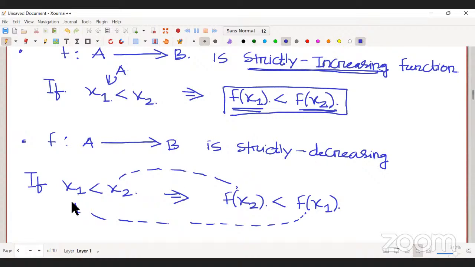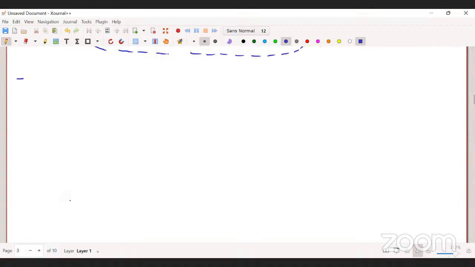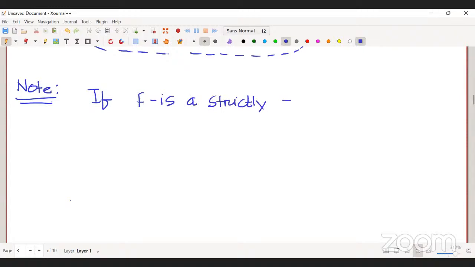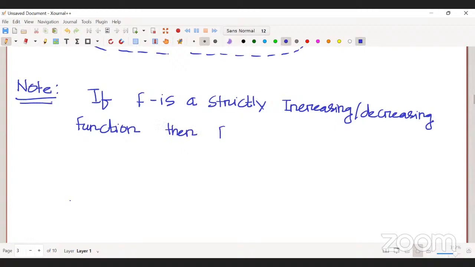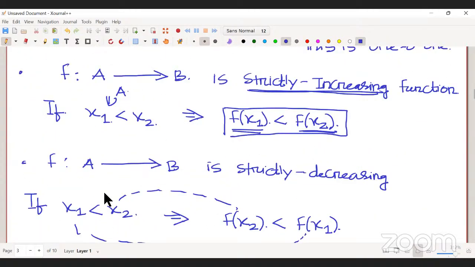Note that if f is a strictly increasing or strictly decreasing function, then f is one-to-one. So basically it's saying all the strictly increasing functions and all the strictly decreasing functions are one-to-one. So it's clear, right?